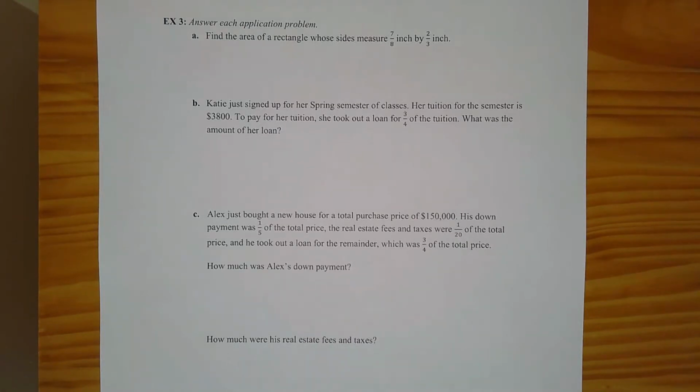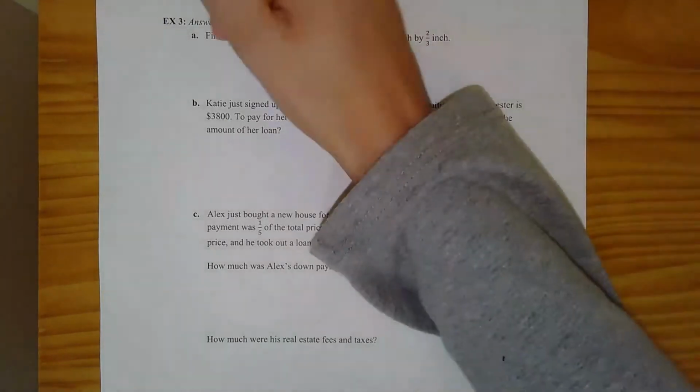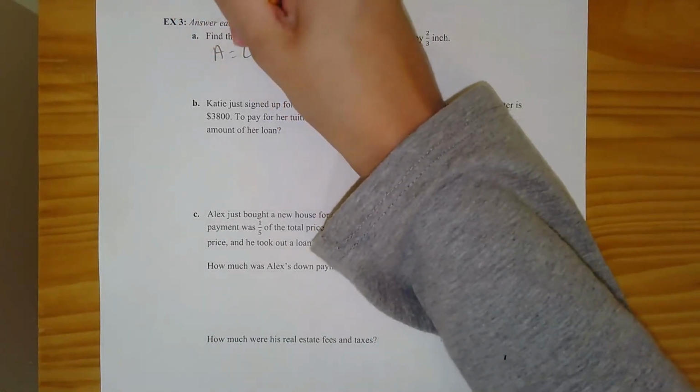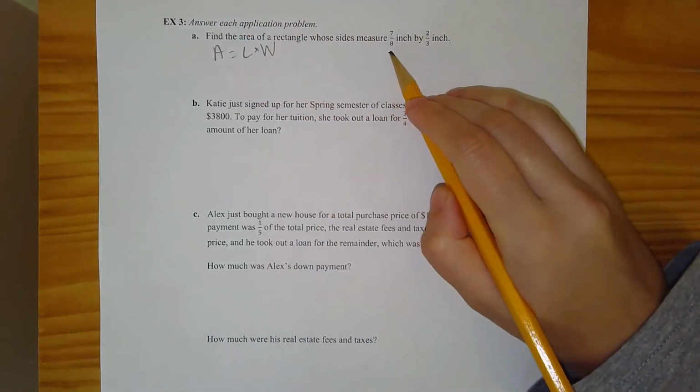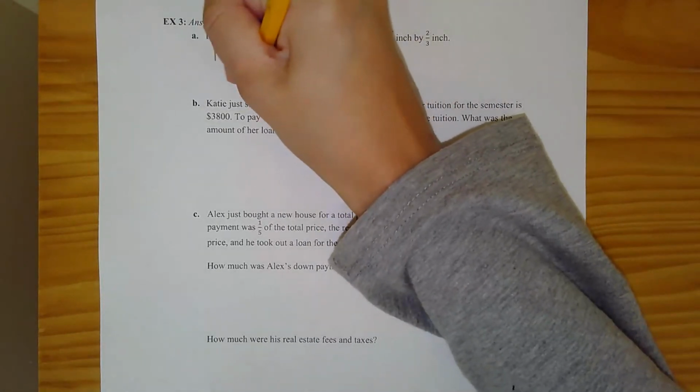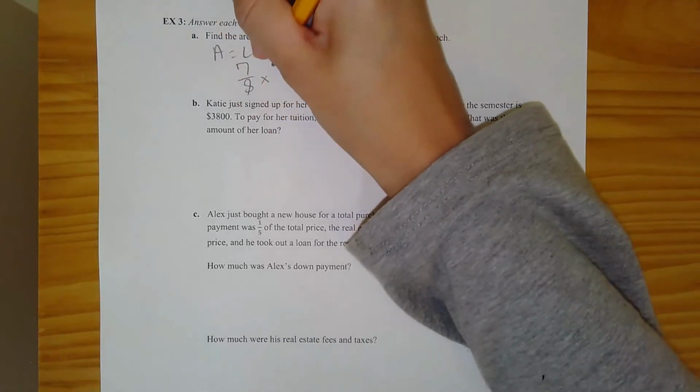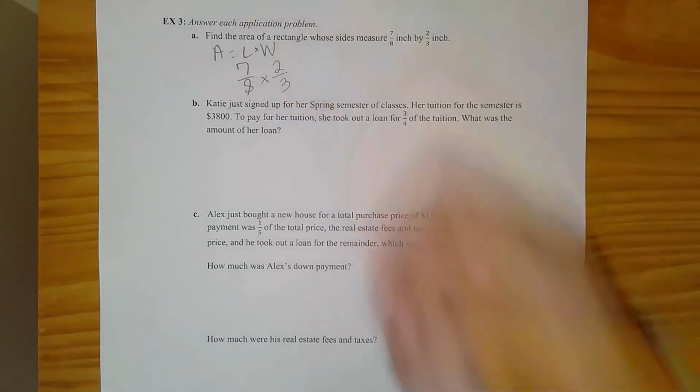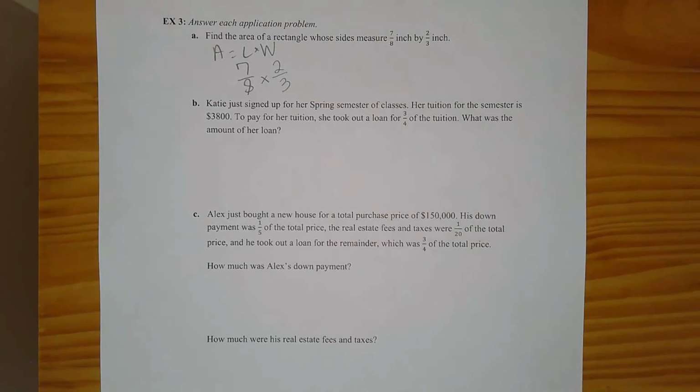In this part we're going to be doing lots of word problems where we get to apply it to some good situations. So the first one I have says find the area of a rectangle whose sides measure 7/8 inch by 2/3 inch. I remember that finding the area of a rectangle, you're going to do length times width. So I'm going to be doing 7/8 inch for the length times 2/3 inches for the width, and we're going to multiply those out.